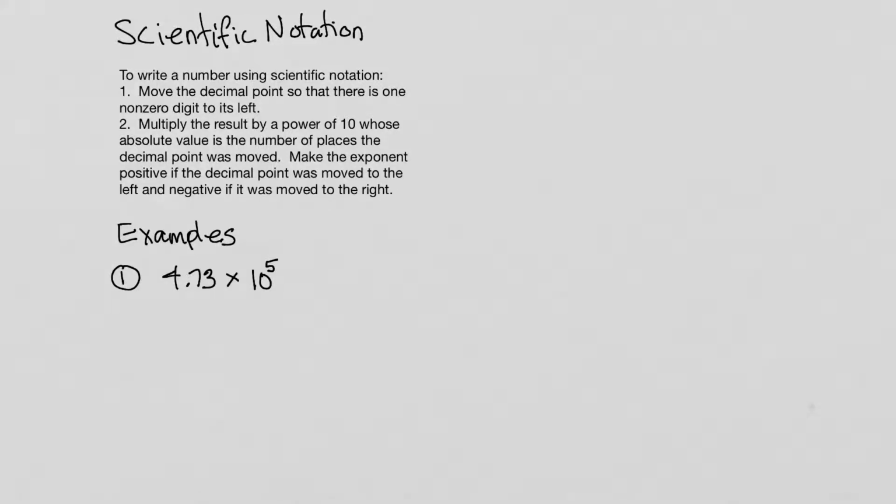We're going to write numbers now in scientific notation or in scientific form. So here's what we do. To write a number in scientific notation, we're going to move the decimal point so there is one non-zero digit to the left. So look at down here.